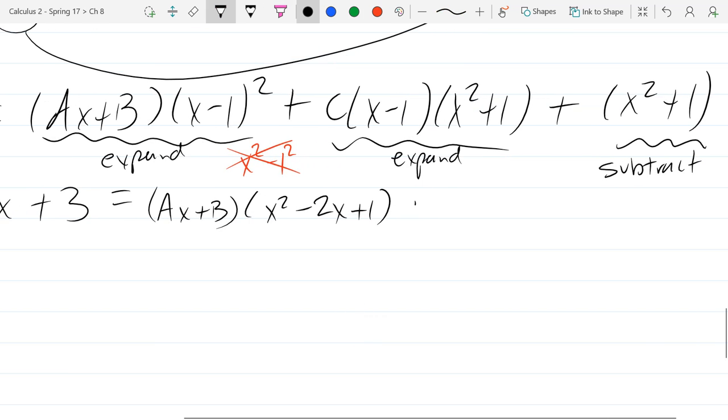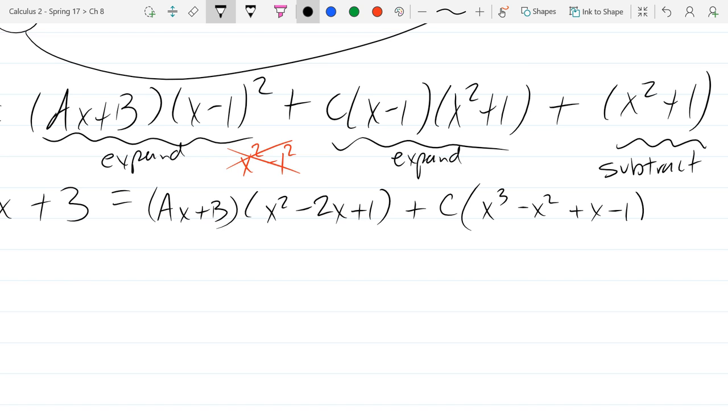And the second one, I can FOIL that out. So we have c times x cubed. I'll try to write in decreasing powers of x. So we got x cubed minus x squared plus x minus 1.